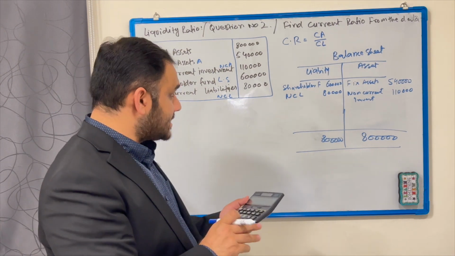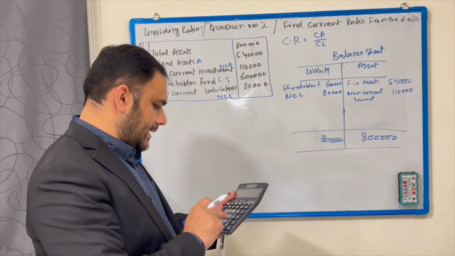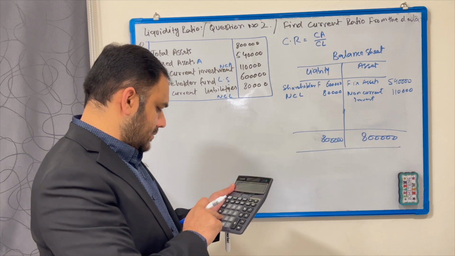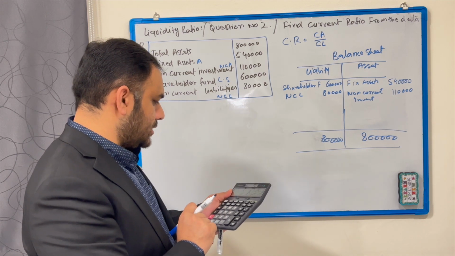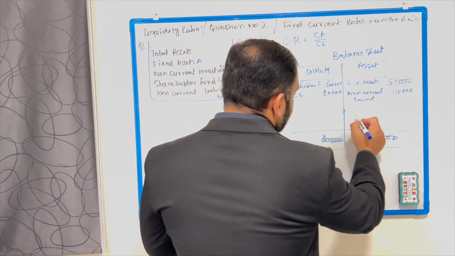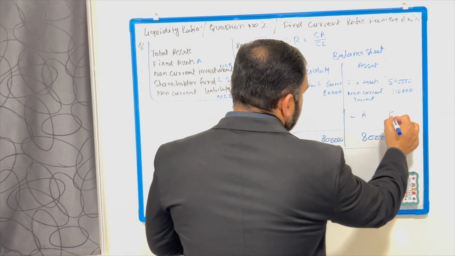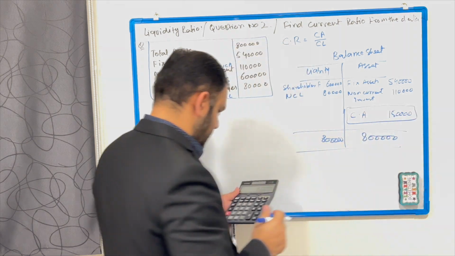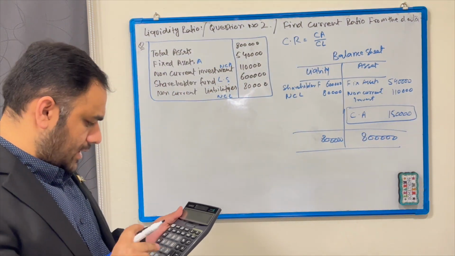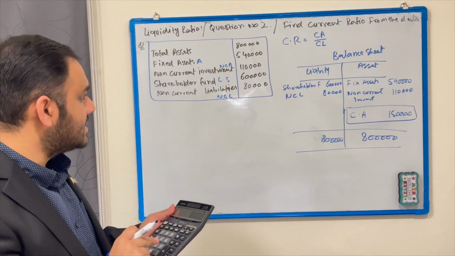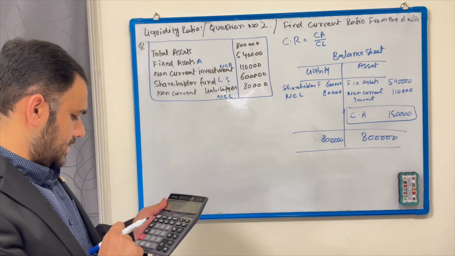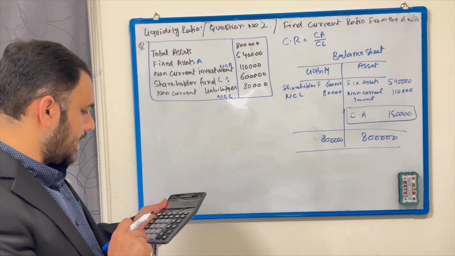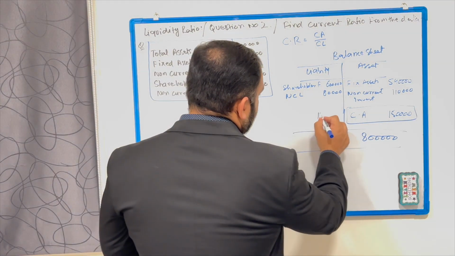In your assets, 8 lakh minus 5 lakh 40,000 minus 1 lakh 10,000. So 1 lakh 50,000 is your current assets. Then out of 8 lakh minus 6 lakh minus 80,000, 1 lakh 20,000 is your current liabilities.